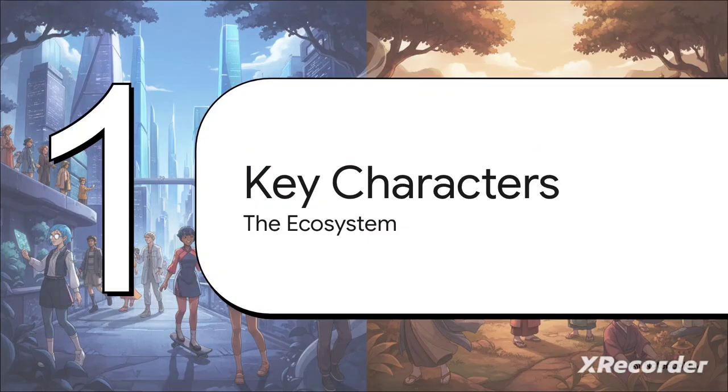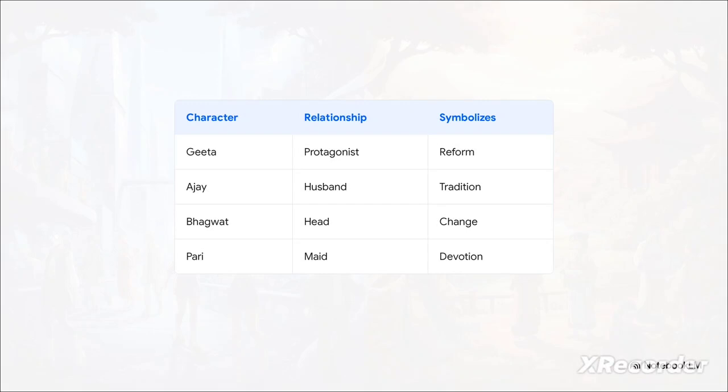Section 3. Key characters, the ecosystem. To really get the Haveli, we can't just look at its inhabitants as people. We have to see them as vital representations of different facets of a society in transition. Geeta, our protagonist, clearly symbolizes modernity and reform. But look at how she connects to the others. Her husband Ajay is educated, sure, but he remains deeply attached to his family's traditions.